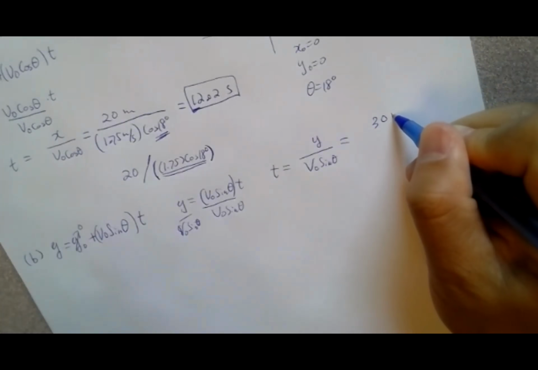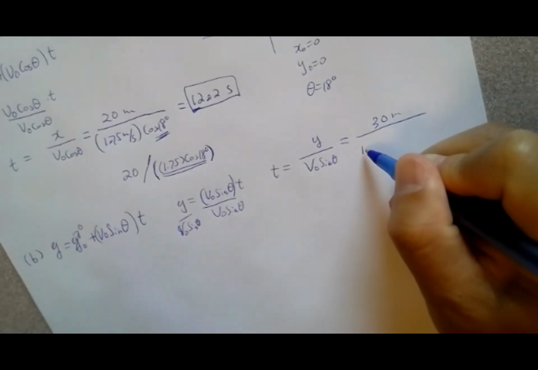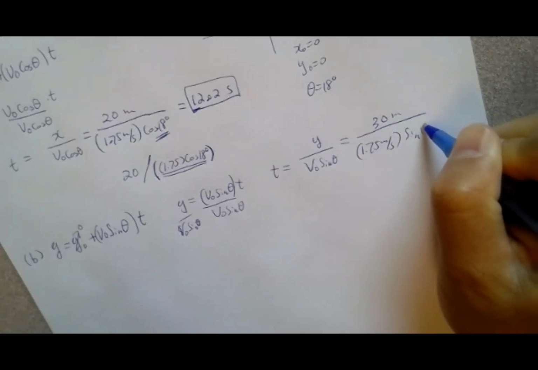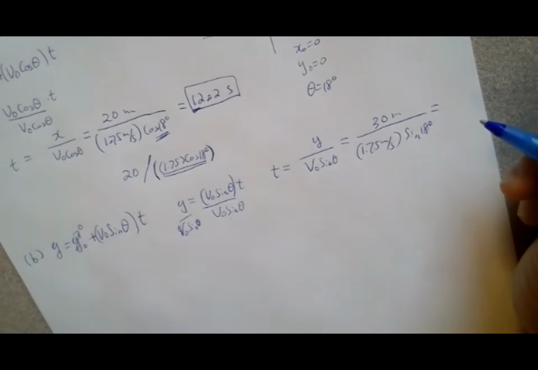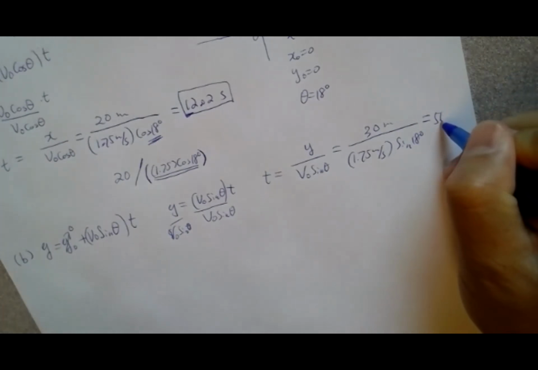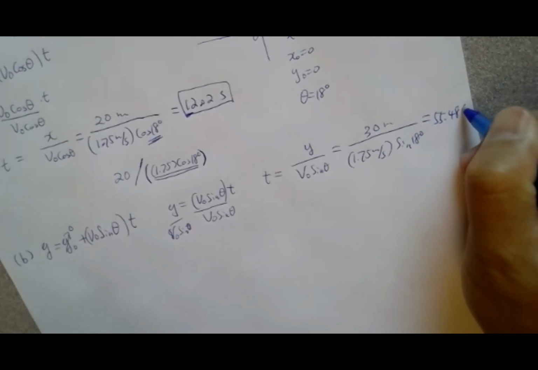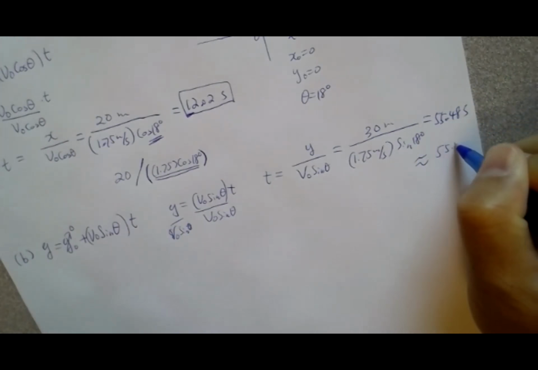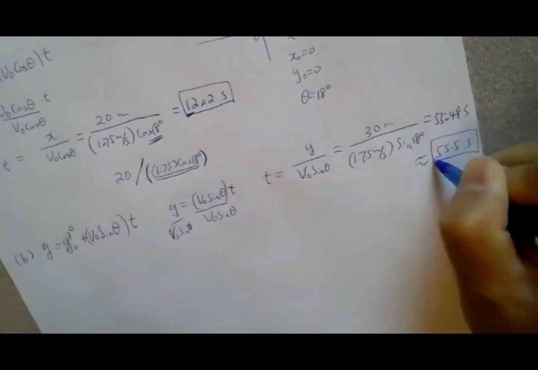So 30 meters over 1.75 meters per second, sine of 18 degrees, tells you 55.48 seconds, or roughly 55.5 seconds.